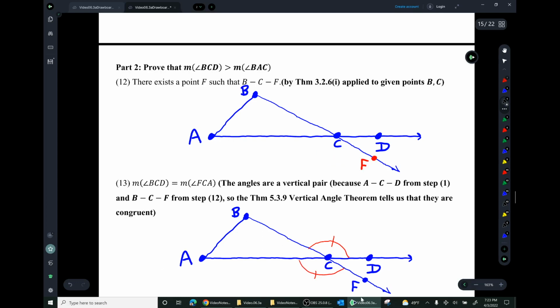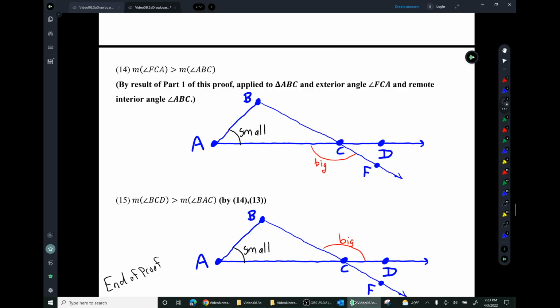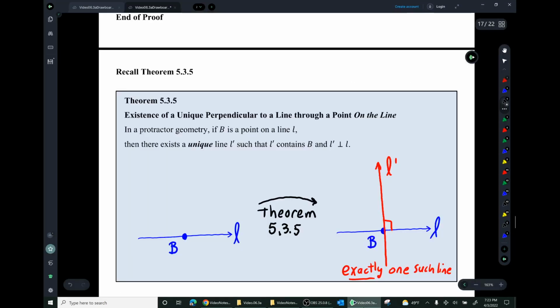So notice, proof part 2 only took 4 steps compared to part 1, which took 10 steps. All right, that's the main topic for this video. What I'll discuss now is an immediate corollary of the neutral exterior angle theorem.